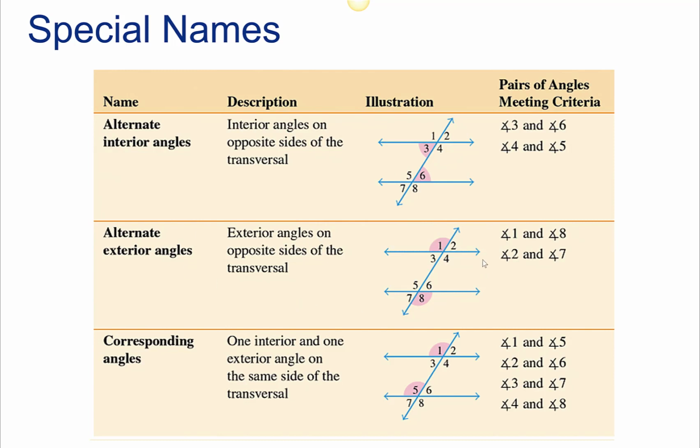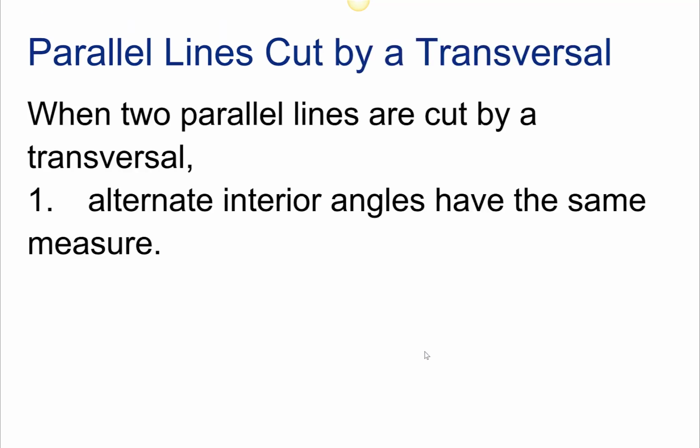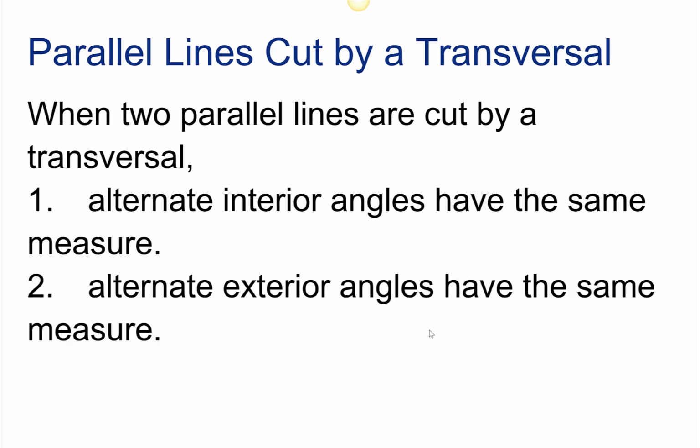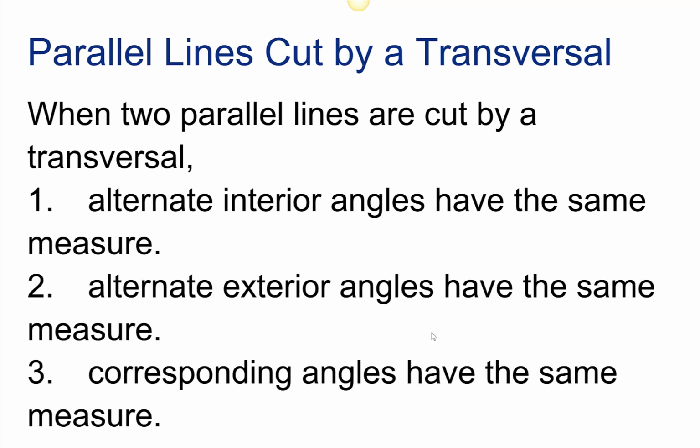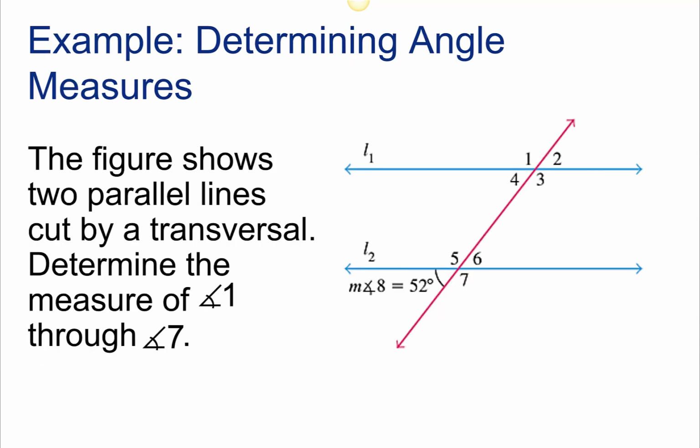Alternate exterior angles are on the opposite side of the transversal on the exterior of the two parallel lines, and then corresponding angles are on the same side of the transversal, one interior and one exterior. What's interesting about this is alternate interior angles have the same measure, alternate exterior angles have the same measure, and corresponding angles have the same measure. And that helps us when we're trying to work on a transversal problem.